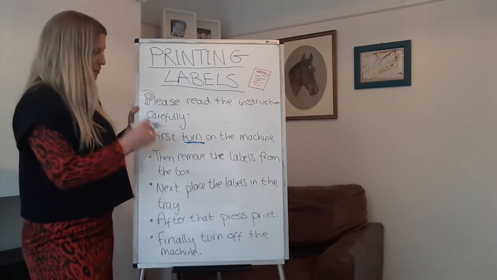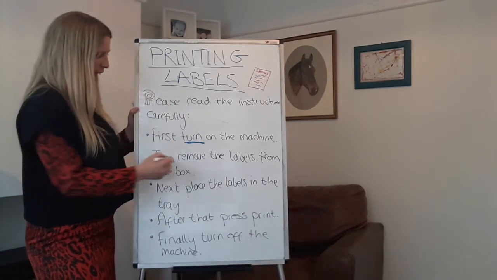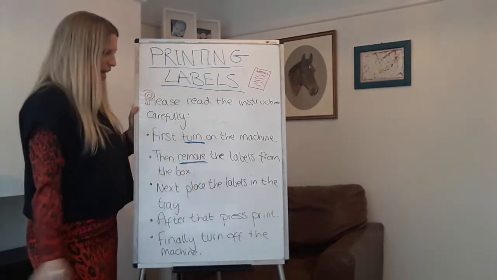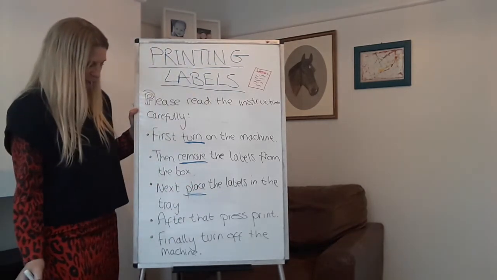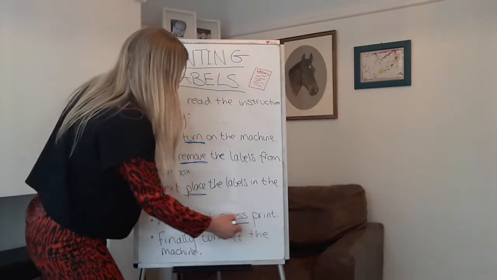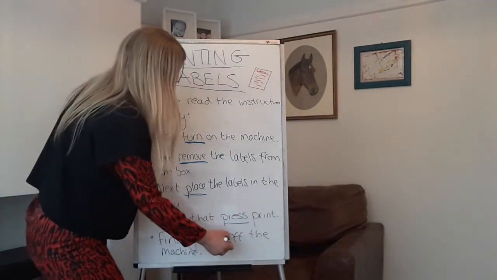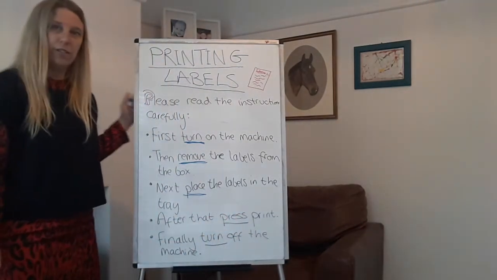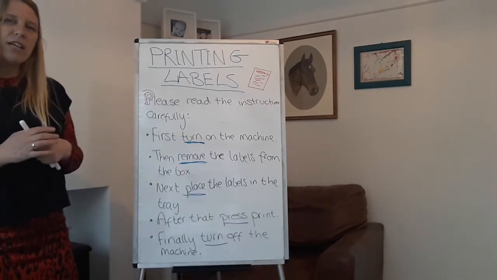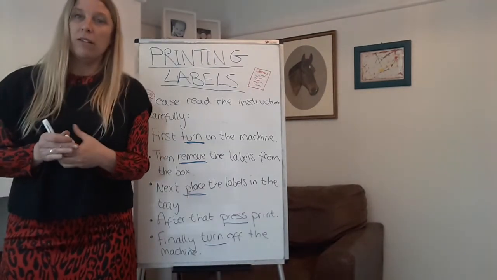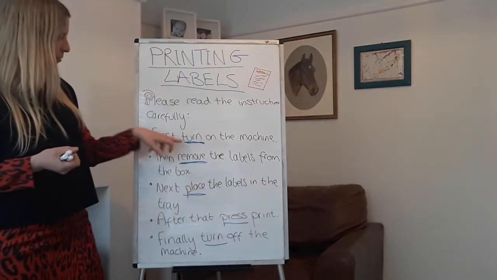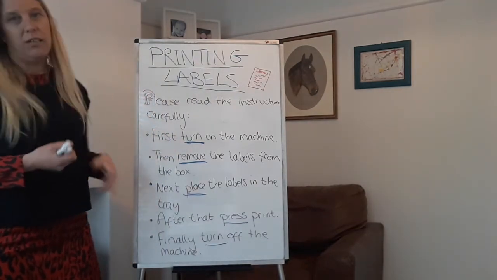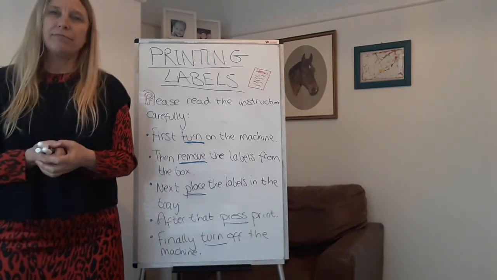chronological ordering. So first, turn on the machine. Then, remove the labels from the box. Next, place the labels in the tray. After that, press print. Finally, turn off the machine. So we use the base form, the infinitive, the imperative, the verb after our chronological ordering.